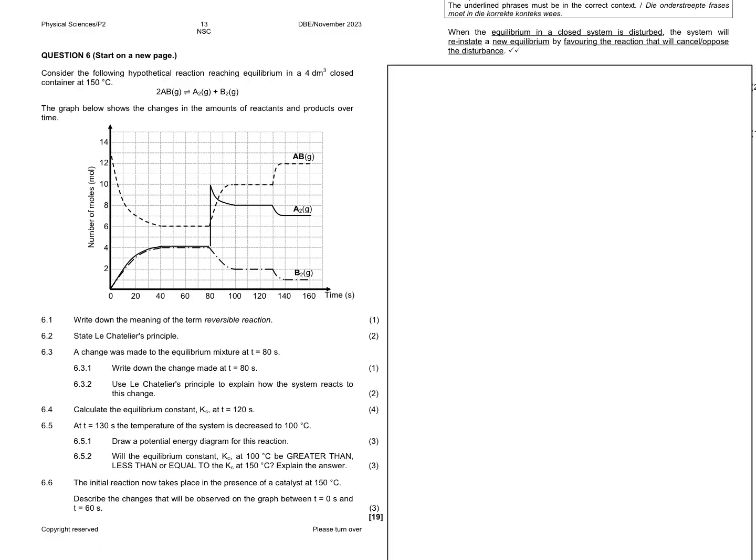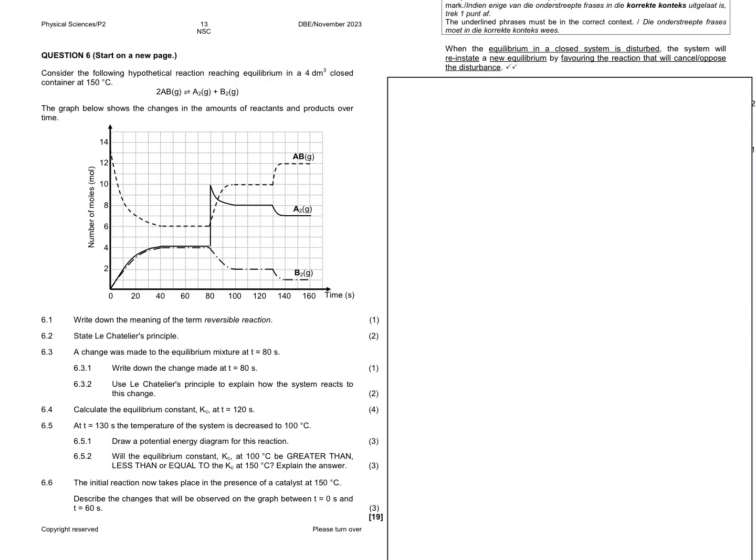So there's the definition of Le Chatelier's principle. When the equilibrium in a closed system, so remember we spoke about it with the physics. Physics systems are isolated, chemical systems are closed. So when you have equilibrium, it must be a closed system. You're not adding anything to it, and nothing is getting removed from it. In physics, it was isolated. There were no external forces. So when the equilibrium in a closed system is disturbed, in chemistry, the system will reinstate a new equilibrium by favoring the reaction that will cancel the disturbance.